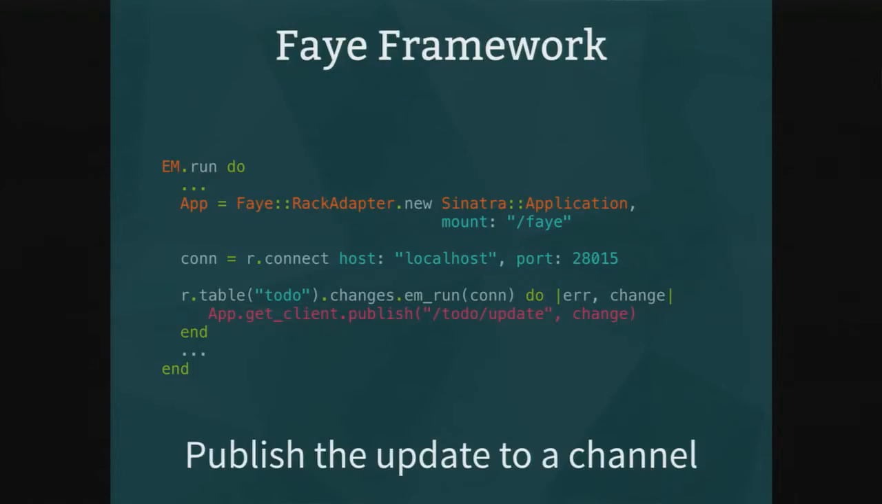Anyway, the table is called to-do, and we're going to monitor changes on that table. And whenever there's a change on that table, we're going to publish the update to a channel. All right, so channels are a concept that Faye provides. Basically, you can create these namespaces for your real-time messages. And in this case, I named it /to-do/update. So any Faye client, any client-side browser code that subscribes to that channel, will receive all of the messages that are published there.